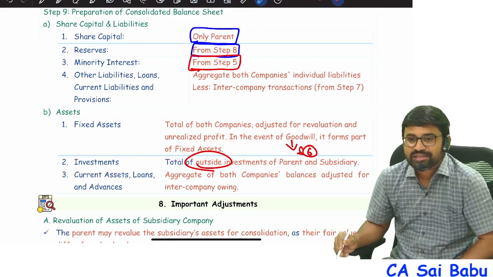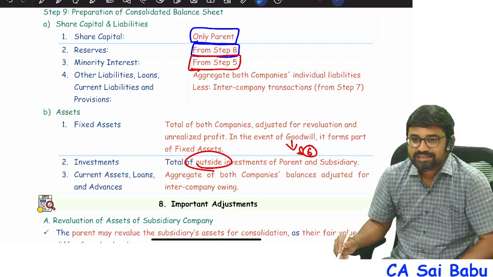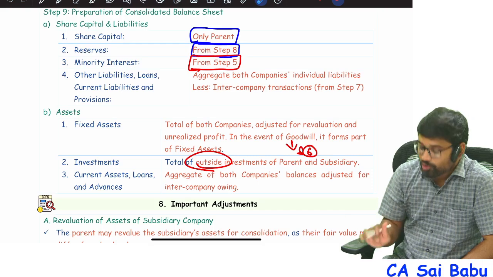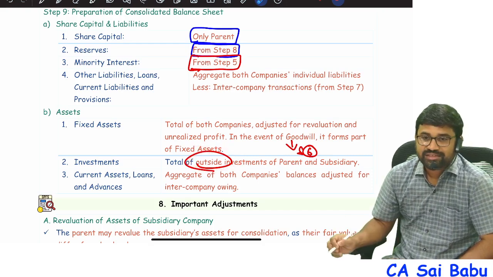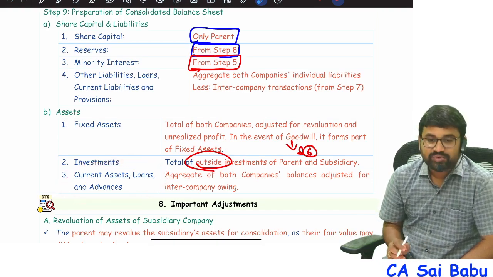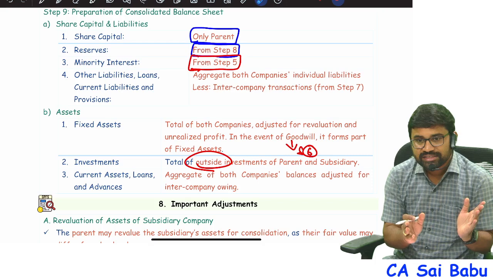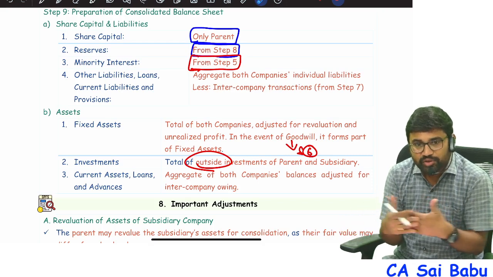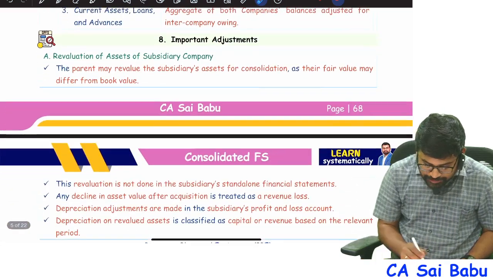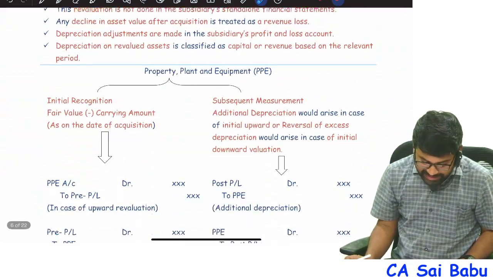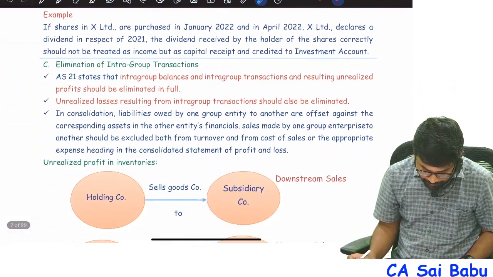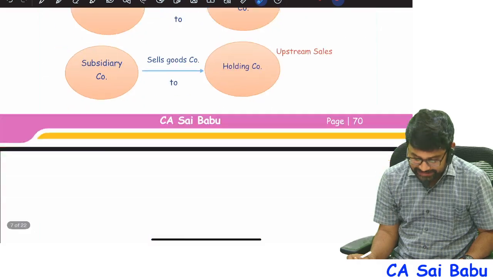Investments, parent company investment in subsidiary shares, will you consider it? No. Only outside investments we will consider. And last one, current assets, loans and advances. Simple. Add parent, subsidiary. Any intercompany dues, eliminate. That's it. Important adjustments also I told you. Revaluation of assets, dividend, and eliminate intragroup transactions.